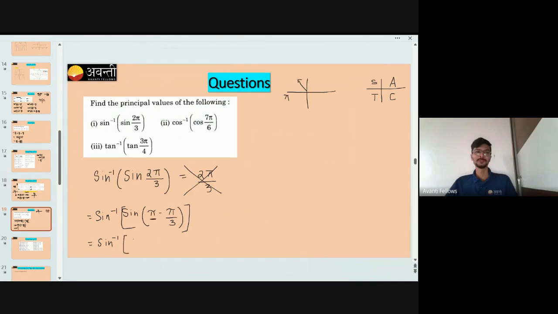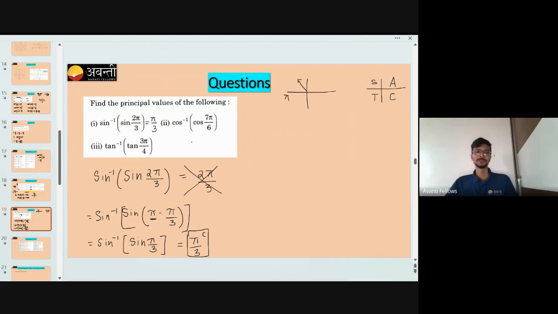And here, don't forget this angle pi is on x, so it will not change. So it will be sine pi by 3. Now check if this pi by 3 is in PVR. Pi by 3 means 60 degrees, and 60 degrees is in the PVR of sine inverse, which is minus 90 to plus 90. So we can simply give this answer as pi by 3 radians. So sine inverse of sine 2 pi by 3 is equal to pi by 3. I hope you are getting it.